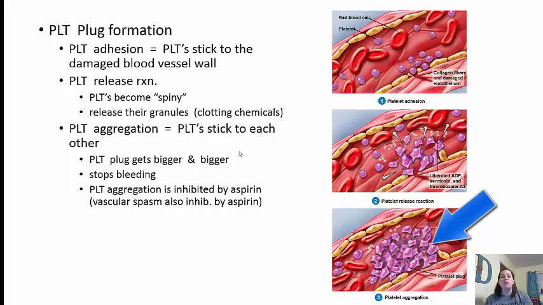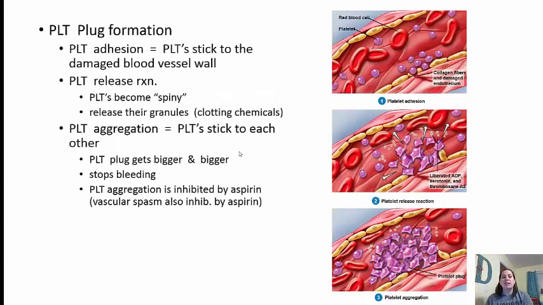Okay, when we look at platelet aggregation, though, this can be inhibited by aspirin. Okay, also the vascular spasm of bringing the two ends together can actually be inhibited by aspirin. This is why a lot of times people who have issues with having blood clots form when they shouldn't, this is why they're put on something like aspirin.